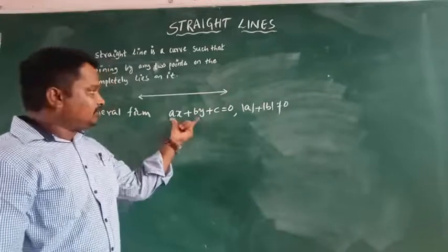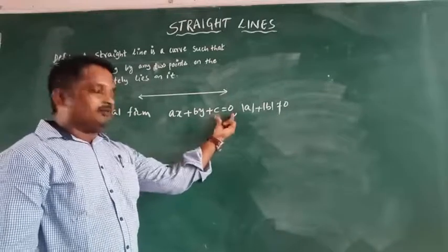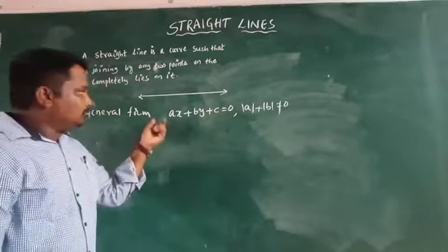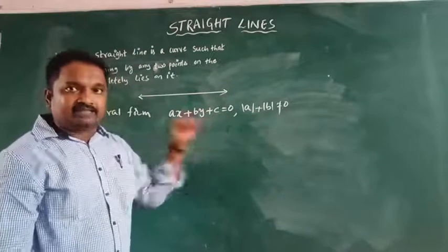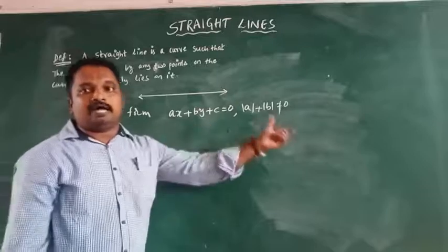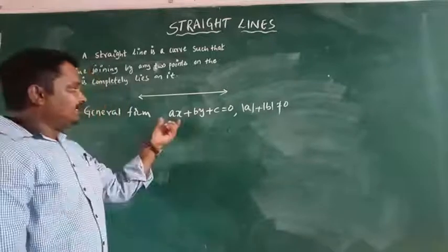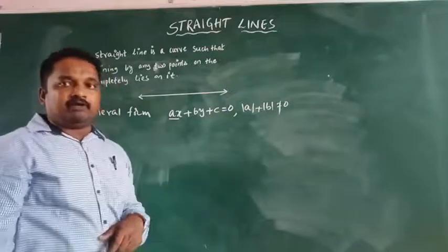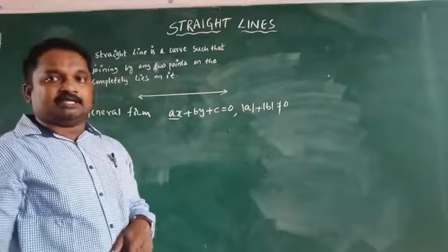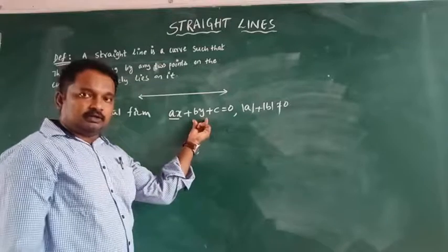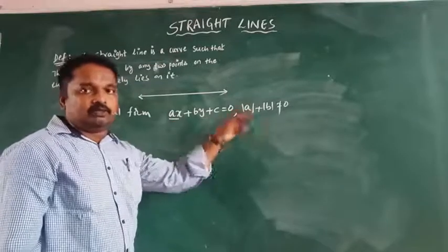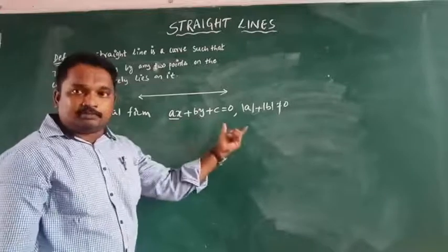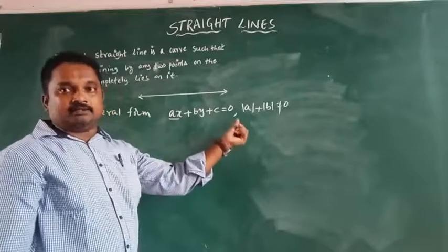If both are zeros, what will you get? It becomes a constant only. So these two are never zero at a time. In case a equals to 0, you will get by plus c equals to 0, which represents a line. If b equals to 0, ax plus c equals to 0, it represents a line. So if both are zeros, it does not represent a line, it is just a constant.